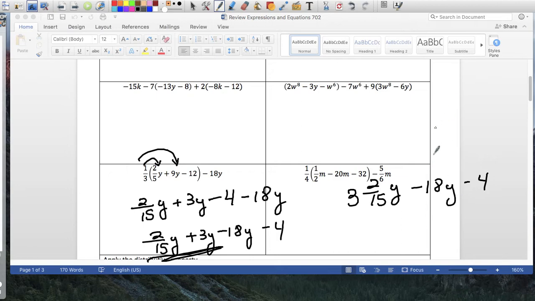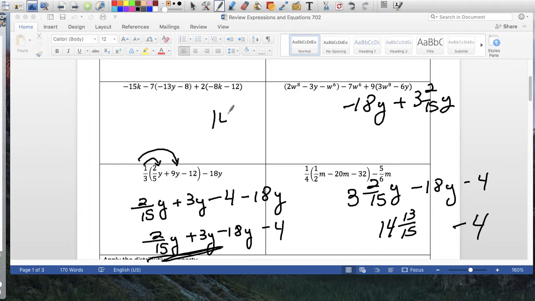Okay, so minus 4 is gonna stay there. If you think about it, you're doing negative 18y plus 3 and 2/15y, right? I'm just switching sides. So I took this, put it in the front, put this in the back. That's okay, right? So there are more negatives. How many more negatives? I have to find the difference between 18 and 3 and 2/15. So 18 minus 3 is definitely 15, right? But I have a little bit, so it's going to be 14 and 13/15.